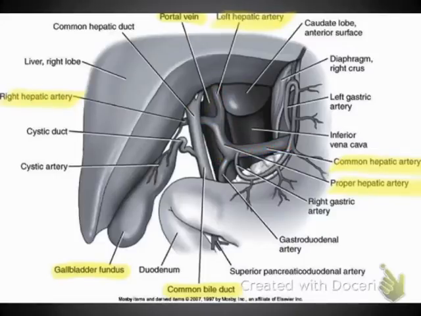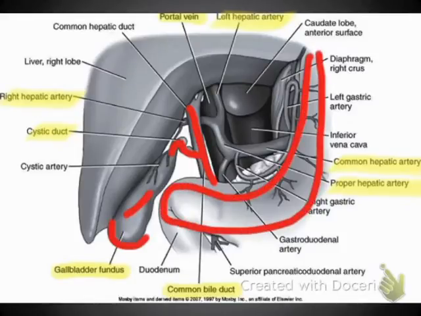Looking at the liver, we also see that we have the common hepatic duct going into the common bile duct after the gallbladder has attached to it, and the gallbladder uses the cystic duct. So also know the cystic duct. Looking at the gallbladder, we have the fundus and the body, well demonstrated here. And also this structure here is the stomach. And so keep all of these structures in mind.